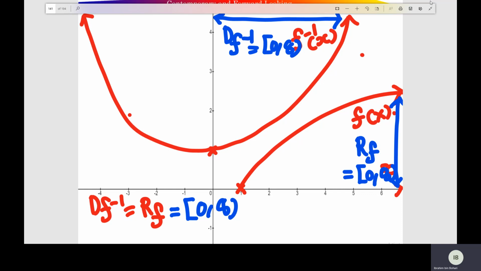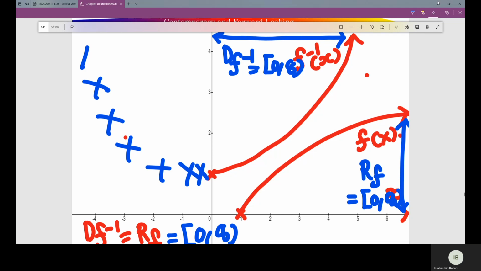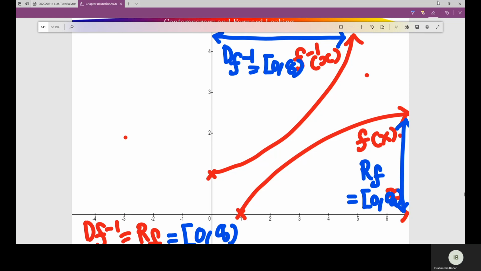Okay, and this part of the quadratic function you cancel. So you just sketch half of the quadratic function. So here you cancel. Okay, yes, I cancel.